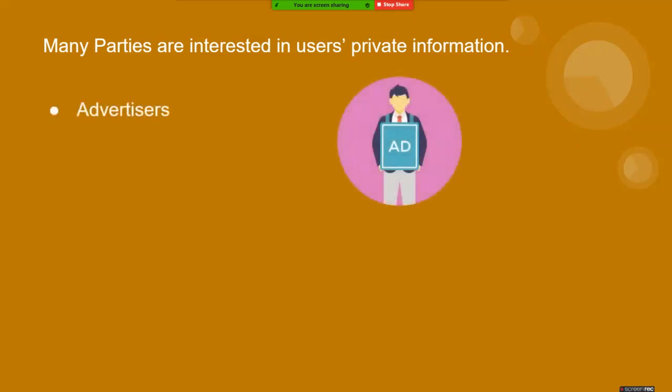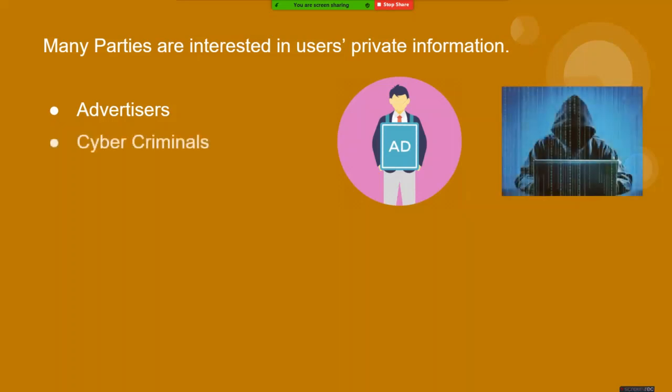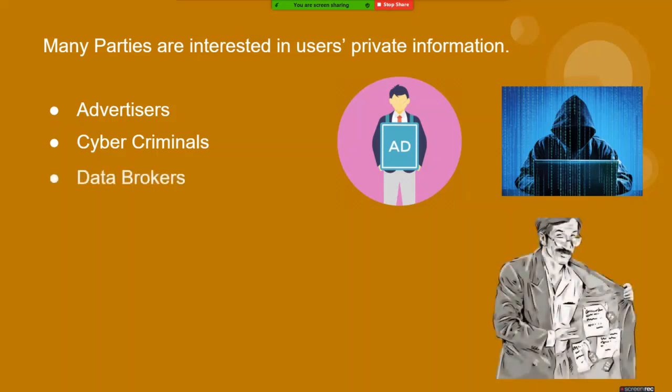So many parties can be interested in users' private information for many reasons. For example, advertisers should be interested because this helps them to apply targeted advertisement efficiently. So if they know that you are single or married, male or female, or so on, they can push a relevant ad for you. Cyber criminals also, because this helps them to perform social engineering attacks, and they can abuse you or sell your data to whomever is interested.